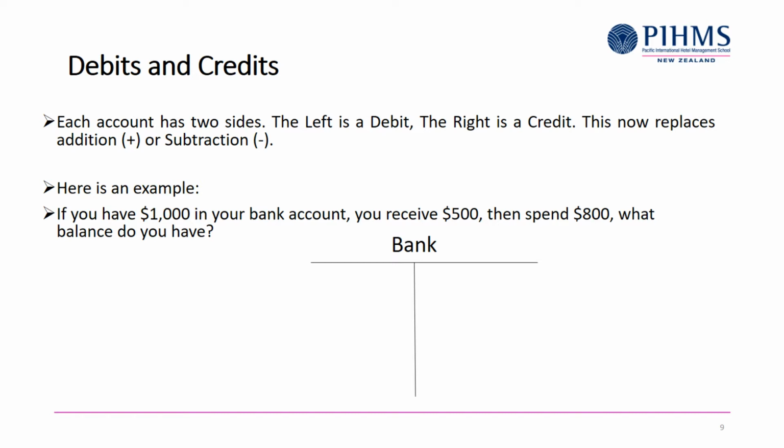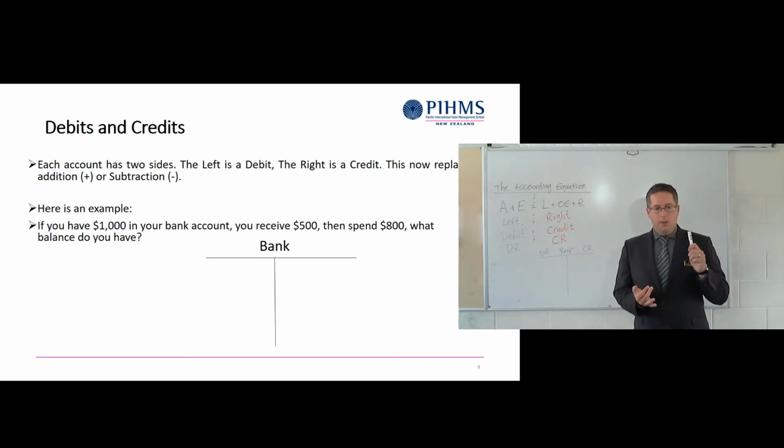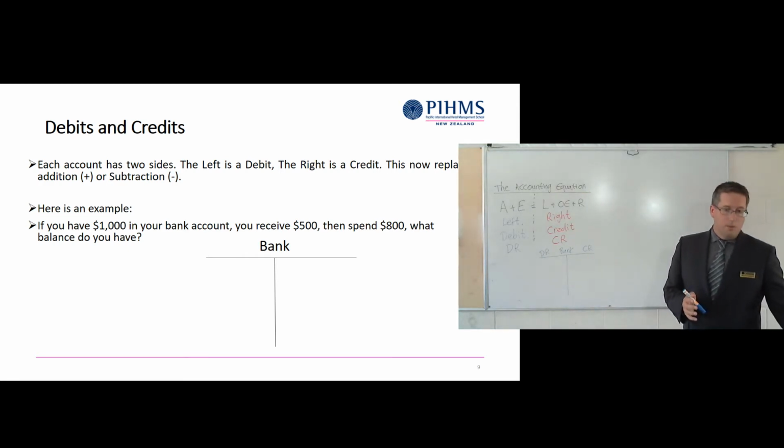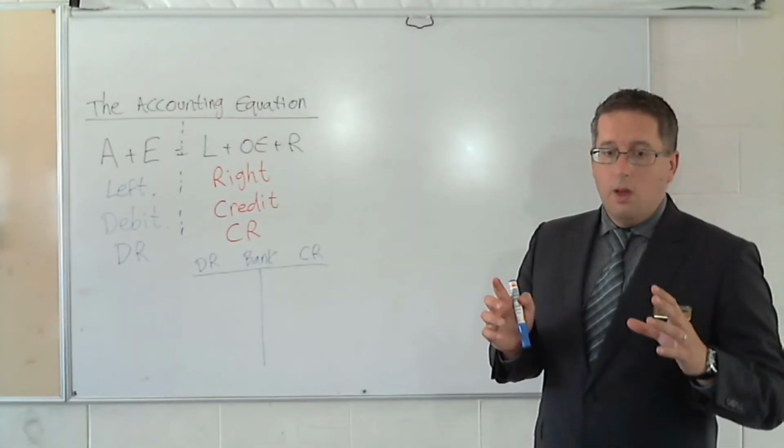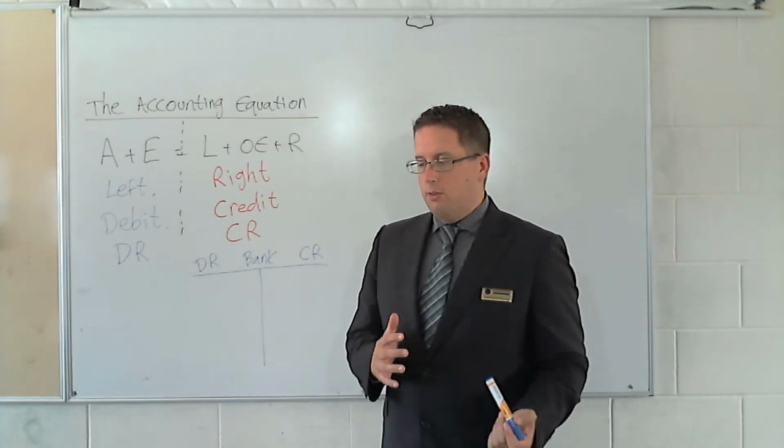So here's an example. You have $1,000 in your bank account. You then receive $500 and then you spend $800. What balance do you have now? You could easily do this in your head: $1,000, I add 500, now I've got $1,500, then I take away 800, and I'm left with $700. That's fine, but that's using subtraction and addition. In accounting, you need to put it in terms of debits and credits.